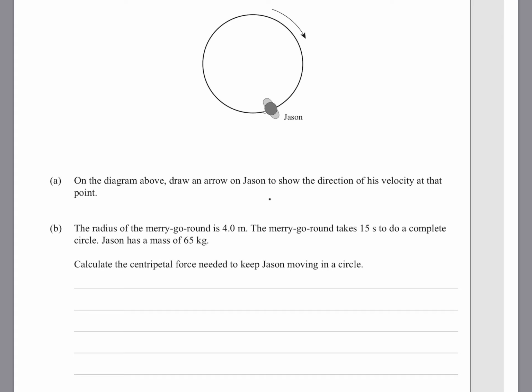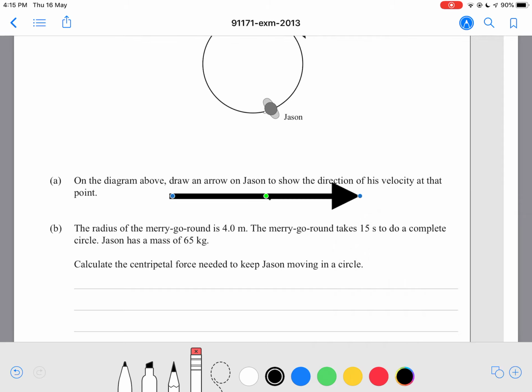Alright, so you know that the instantaneous velocity is always 90 degrees to the center of the circle. So basically, the centripetal force acts towards the center, but the instantaneous velocity of Jason is always 90 degrees to that center of the circle, so it's about there. That's his instantaneous velocity. So that's just an achieved question that gets you achieved grade.